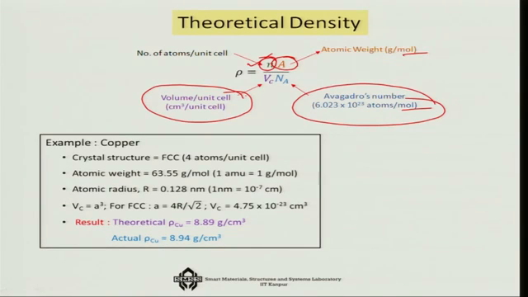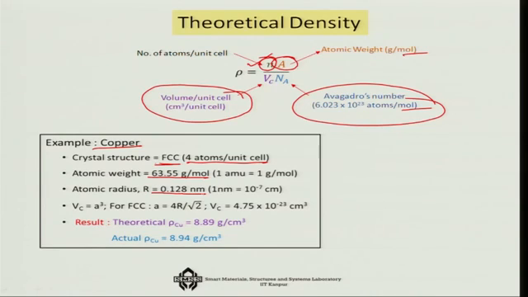Let us try to use it for a simple material like copper. Copper structure is FCC, and FCC has 4 atoms per unit cell. Now, what is the atomic weight of copper? That is 63.55 gram per mole. And what is the atomic radius? That is about 0.128 nanometer. From X-ray crystallography and such things, you can find out the atomic radius of a system.